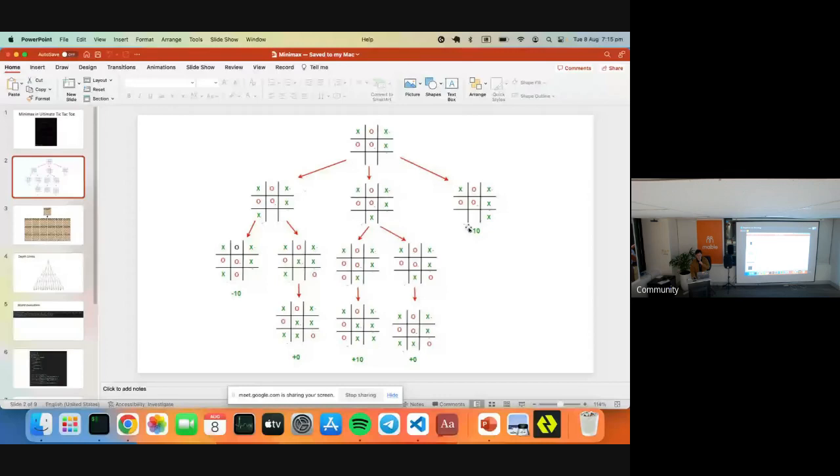And one problem for this tree is that X can win the game fast or win the game slow, but this algorithm still gives the same score. So in some cases, the AI algorithm will just give up the game because it knows that it will not win, so it just makes some stupid move. So to make this algorithm better, we can put in some more scores.